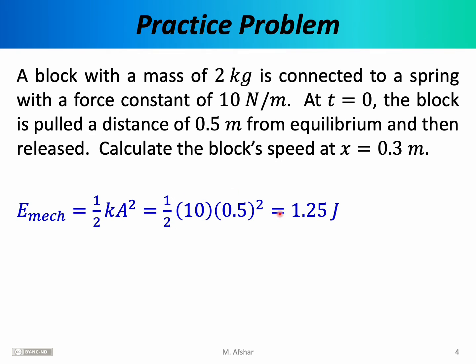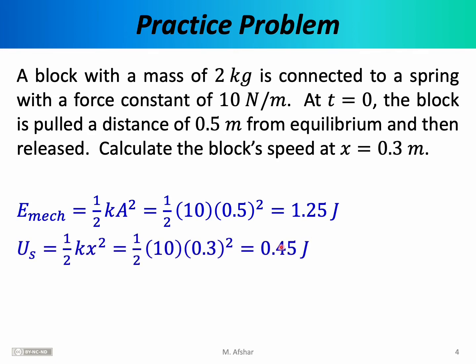From this formula, we can calculate the mechanical energy, and we find it to be 1.25 joules. We can also calculate the potential energy of the system. Remember that spring potential energy is given to you by 1/2 Kx squared. We know K and we know X. X is going to be 0.3 meters because that's the point we're interested in. So the mechanical energy at that moment in time is going to be 1.25. And the spring potential energy is going to be 0.45 joules.